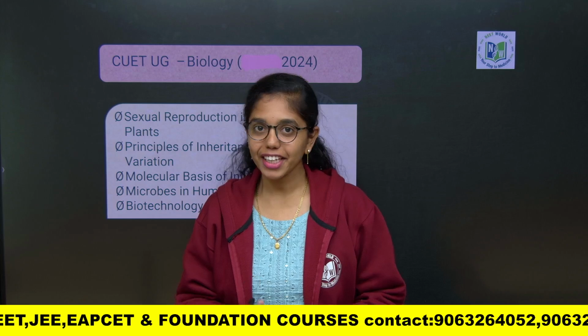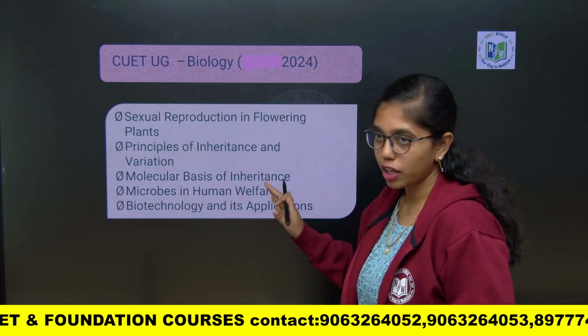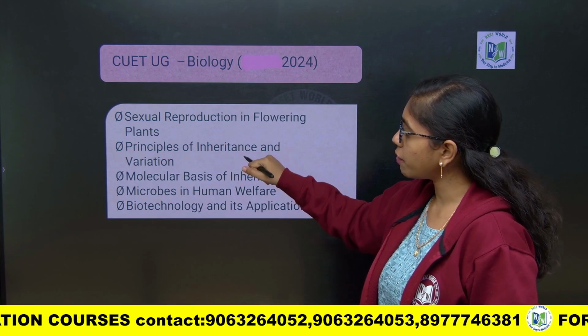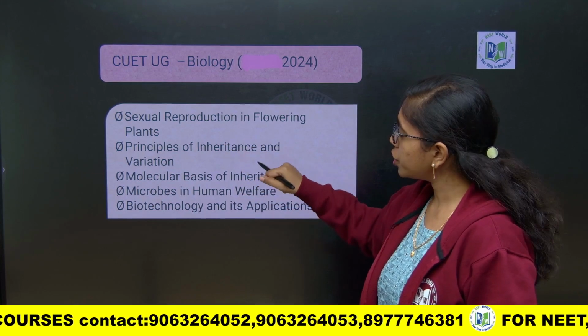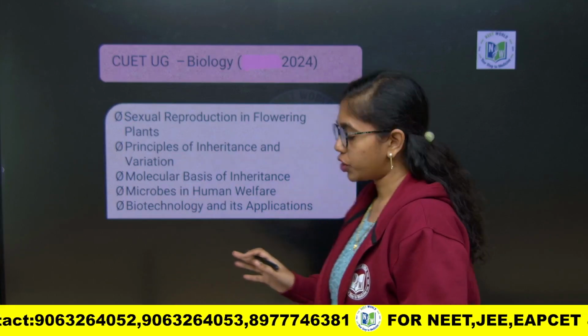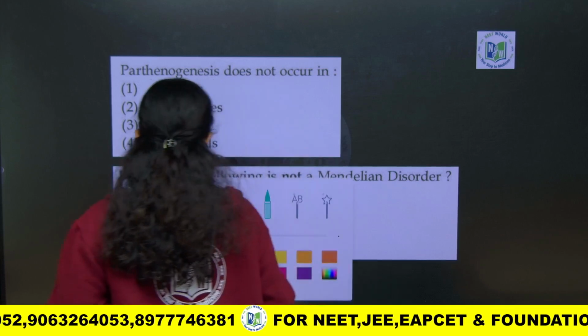So yes, we are here to discuss one more previous year question paper of CUET Biology from the chapters Sexual Reproduction of Flowering Plants, Principles of Inheritance, Molecular Biology, Microbes in Human Welfare and Biotechnology and its Applications. So if you look into the first question, firstly, why you have to solve this paper?